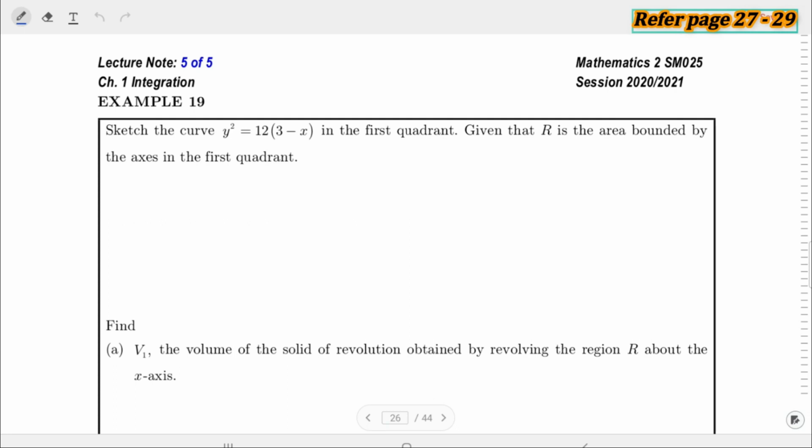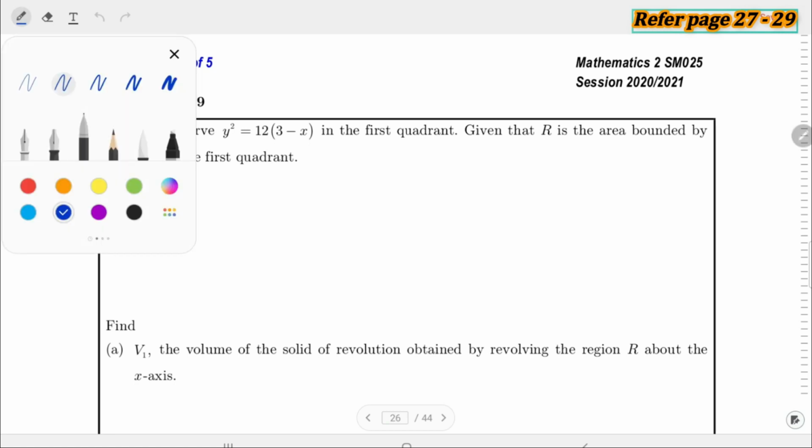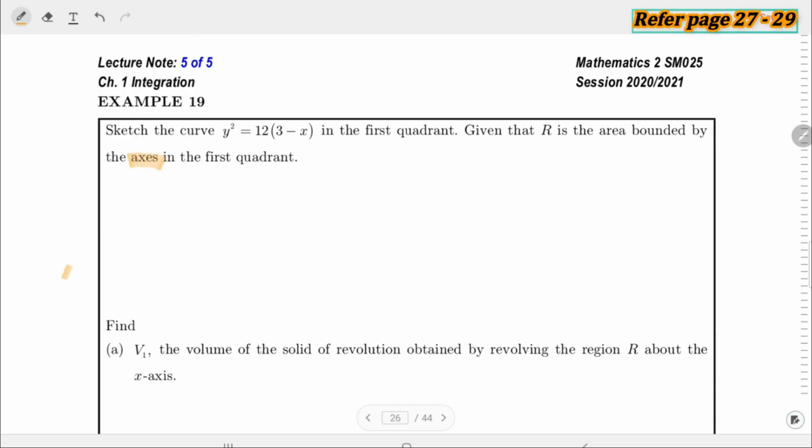Example 19. Sketch the curve y squared equals 12(3 minus x) in the first quadrant. Given that R is the area bounded by the axes, so be careful of the word axes here, in the first quadrant. So how to sketch this, since this question is asking us to sketch the graph. y squared equals 12(3 minus x), so y equals the positive square root of 36 minus 12x.